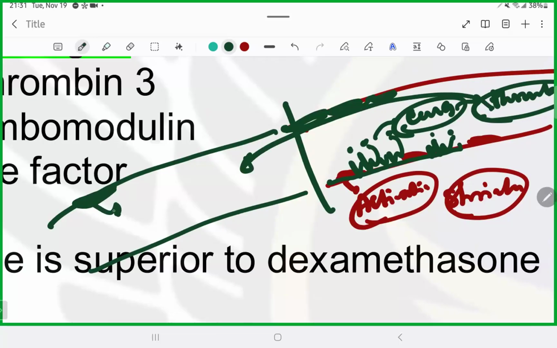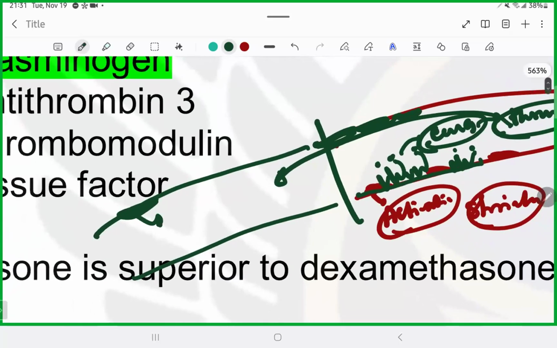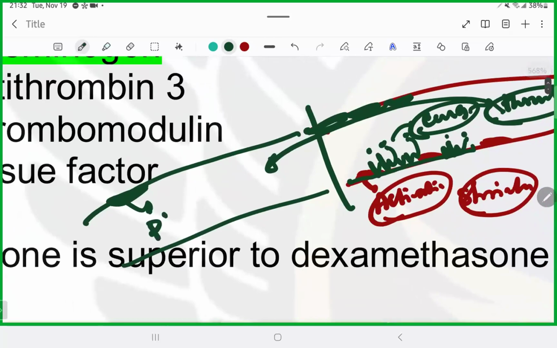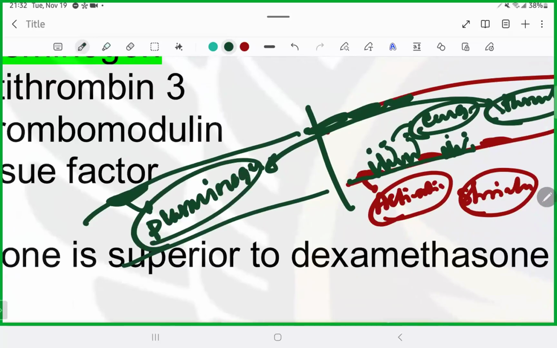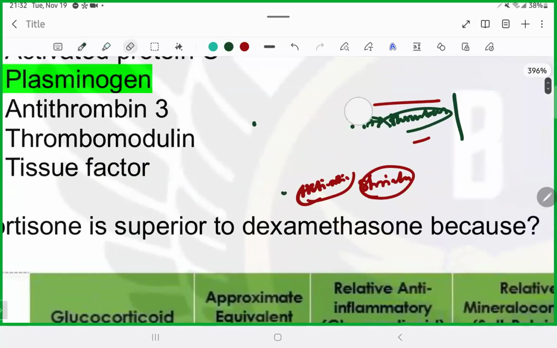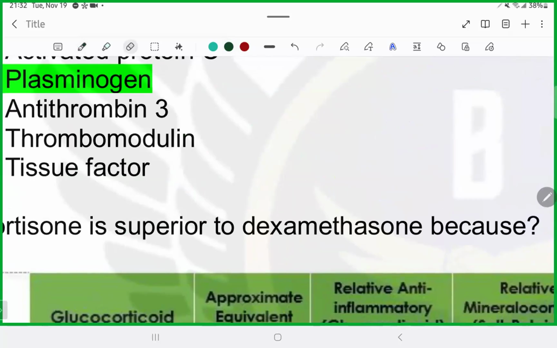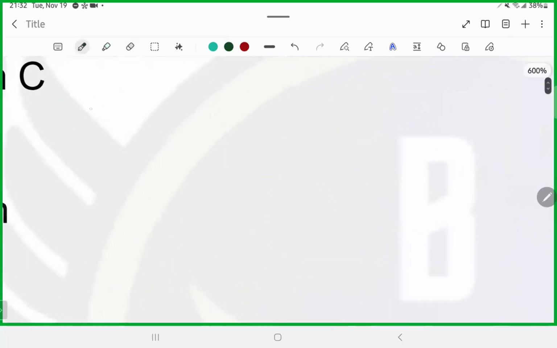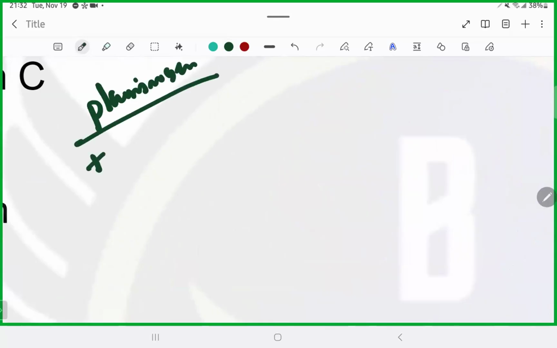So a normal healthy endothelium secretes plasminogen in its inactive form, which then becomes plasmin. Guys, let me tell you: healthy endothelium will secrete plasminogen, and we have tissue plasminogen activator.